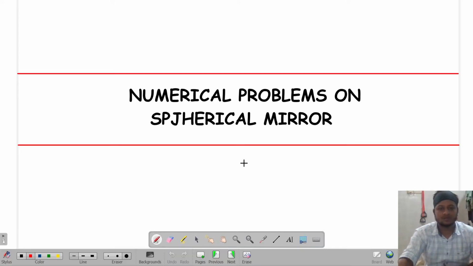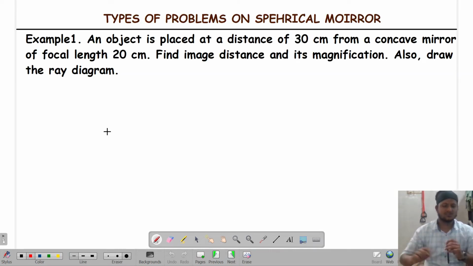Okay, good morning everyone. Numerical problems on spherical mirrors, we are going to do that. I'll start with a very basic problem, just to motivate you guys.